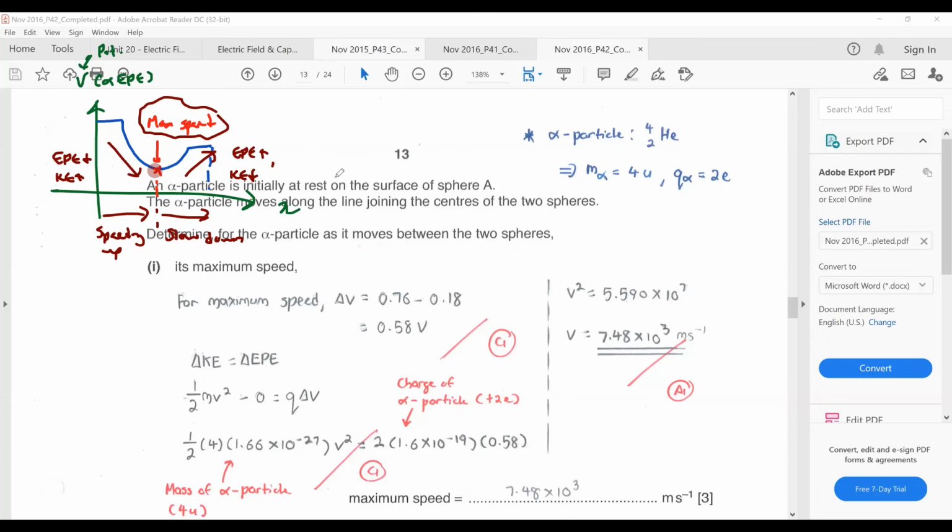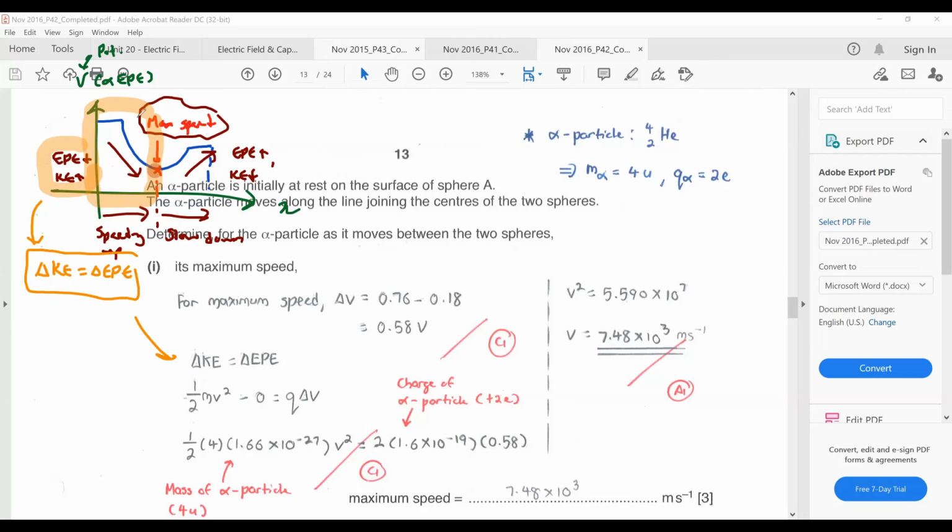All right, so you apply principle of conservation of energy for this part only. Okay, this one here, you apply principle of conservation of energy, you will say that any change in your KE will be equivalent to the change in your EPE. So in your case here, your change in KE will be equal to change in EPE. It will be half mv squared minus 0.